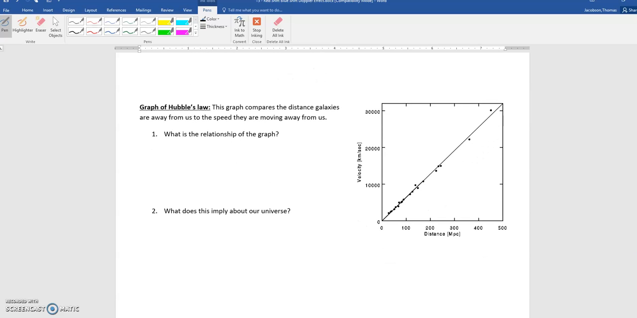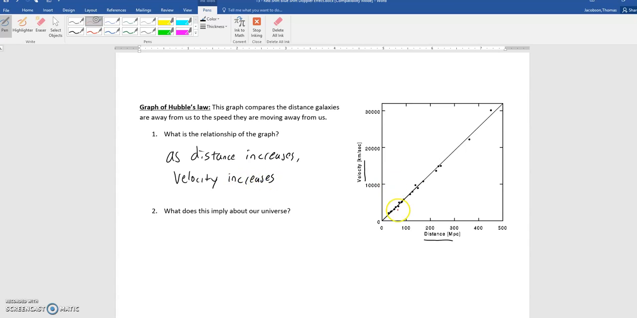Then as they started getting more and more data, they started making graphs, and they started making distance versus velocity graphs. And you can tell by this graph that as distance away from Earth increases, velocity increases.